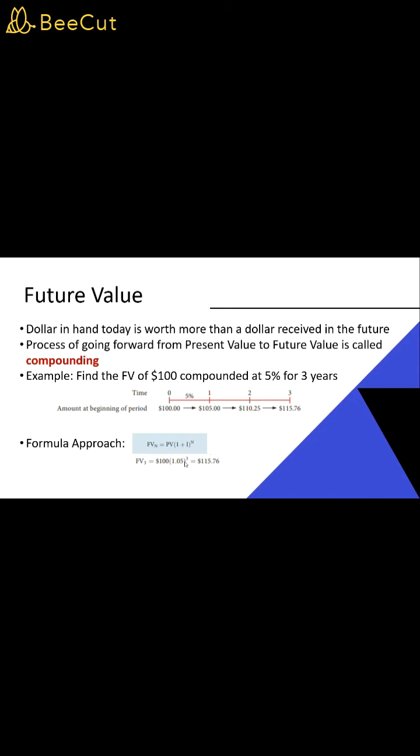So if you just plug it in this formula, you will get 115.73 right straight away. So this is a shortcut way of calculating the future value, if you know the present value, you know the I, and you know the n. So this is used very frequently in the time value of money.